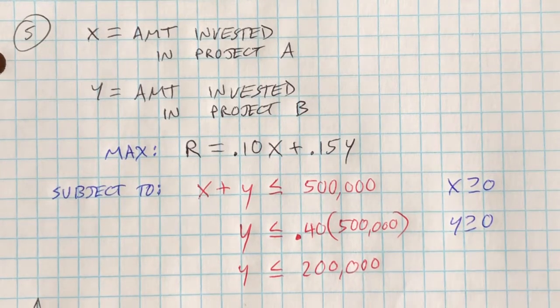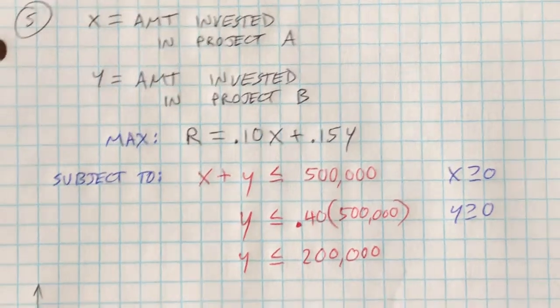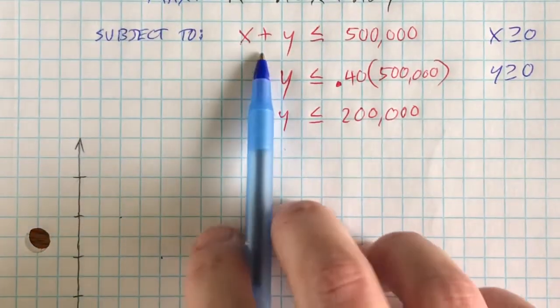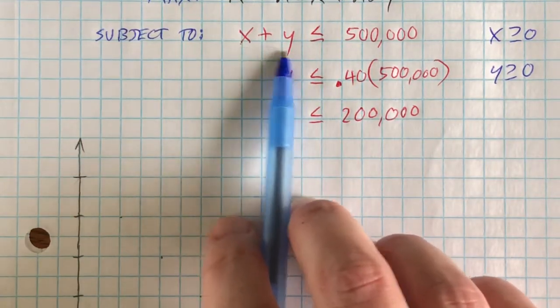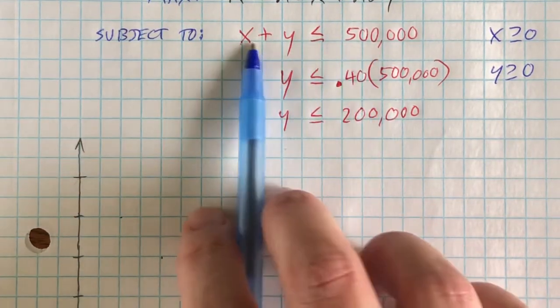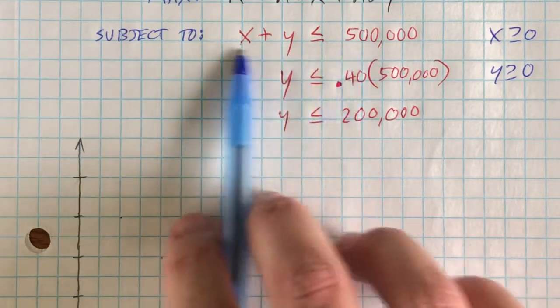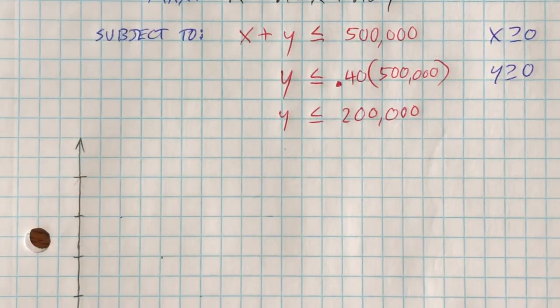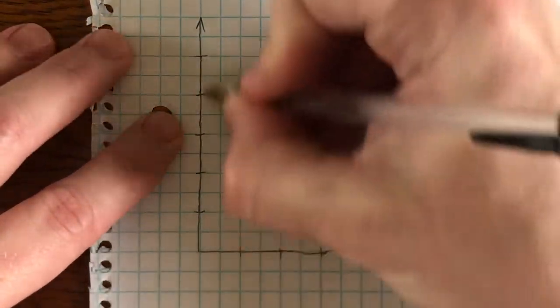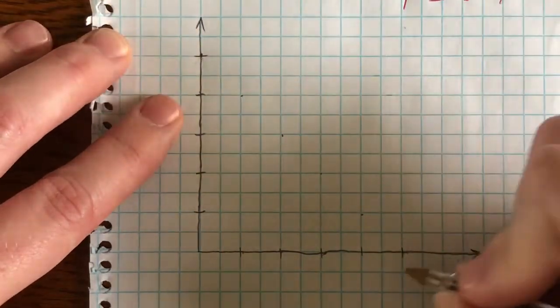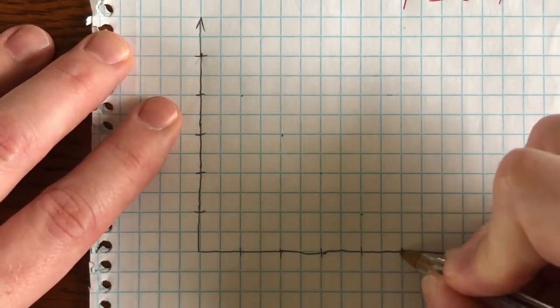Determine your vertices, plug them in that table, and then you're good to go, all right? So let's go ahead and do that now. Let's graph our first restriction. X plus Y is less than or equal to 500,000. Well, look, both the X and the Y intercepts are going to be 500,000, right? I mean, you've got an intercept right here at 0, 500,000, and you've got one down here at 500,000, 0.